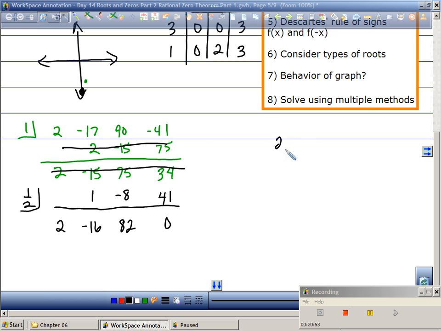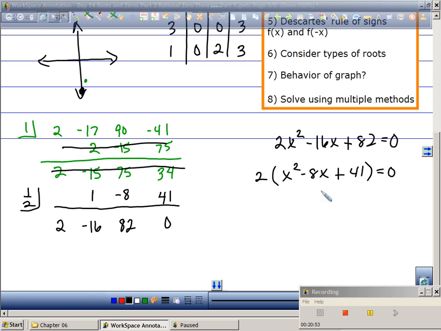So now I have 2x squared minus 16x plus 82 equals 0. How could I simplify this before I even start? GCF. Take out a 2 and I have x squared minus 8x plus 41 equals 0. I'm guessing this is not factorable. I could complete the square. Would you rather me complete the square, or use the quadratic formula? I think completing the square would be much easier here. So here it is: x squared minus 8x plus something minus something plus 41 equals 0.